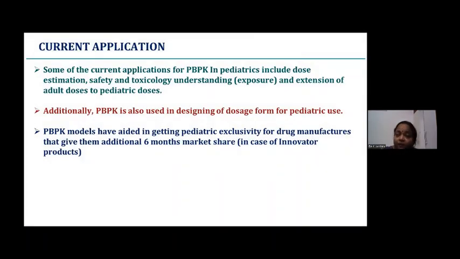And the current application of this modeling system includes dose estimation, safety and toxicological understanding, and the extension of adult dose to the pediatric dose. Additionally, it also supports what kind of dosage form can be designed in order to achieve the appropriate pharmacokinetic parameters which is required. So this model aids in getting pediatric exclusivity for drug manufacturers, which gives them an additional 6 months of market share also.